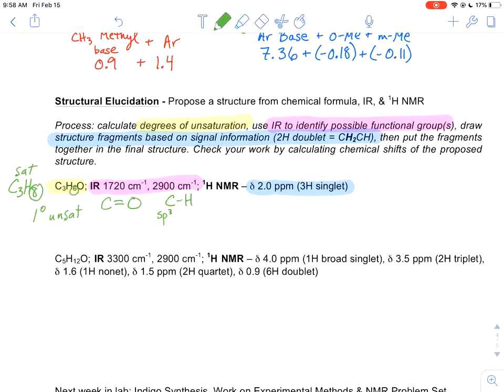Now, if you have a hard time coming up with this on your own, it'd be a good time to review just a couple different ranges that you have in the IR tables that are online. But I'm not going to switch to those.